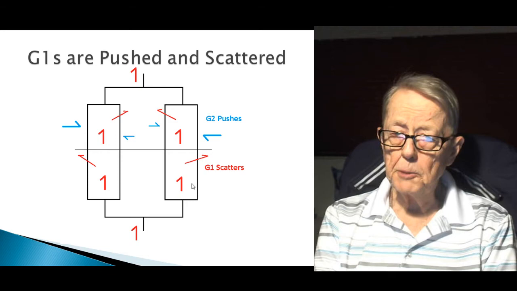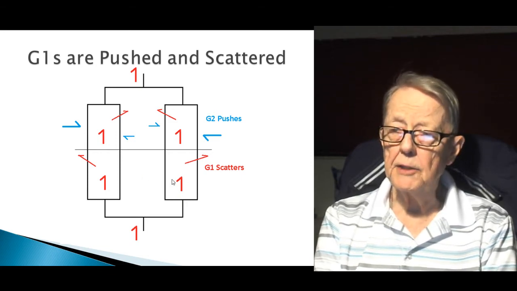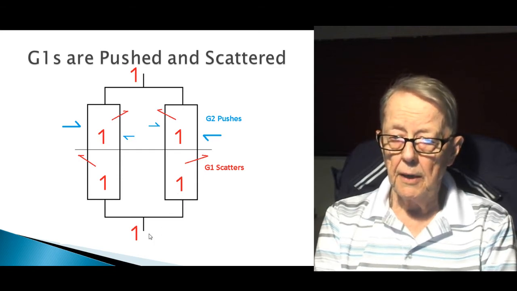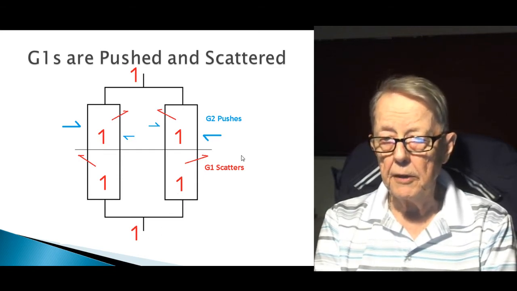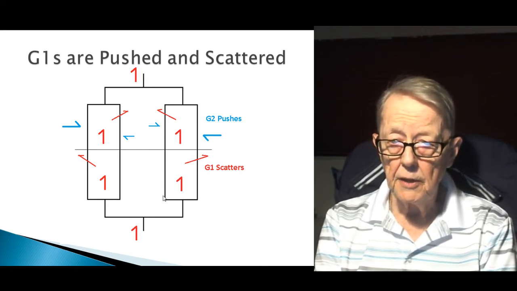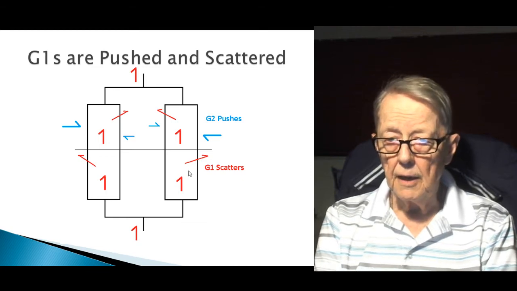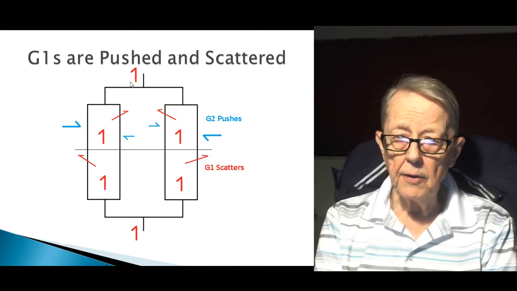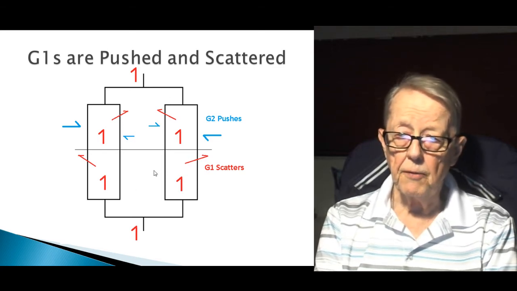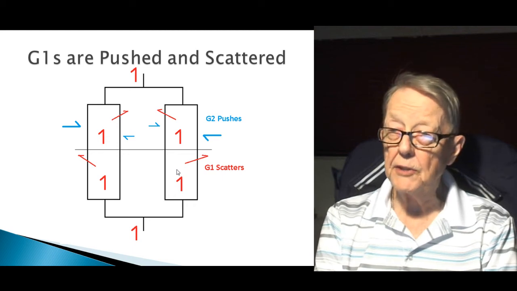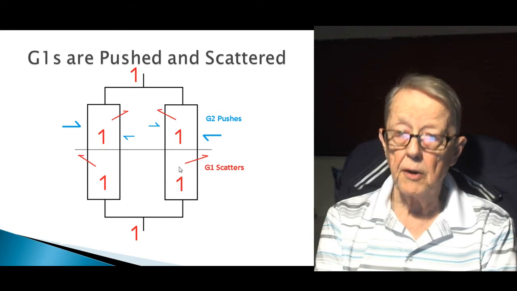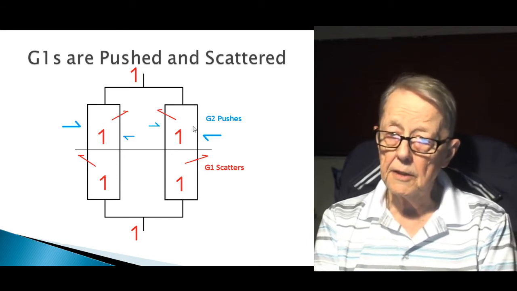So the first part is the scattering. That's a simple one I used in the previous one when they weren't parallel. You scatter so many, you lose so many, that's it. If I only had this one resistor, 1,000 in, 8 get scattered out, and I have 992 out. That's a simple, straightforward effect of the G1s flowing through, and scattering is the way it gets the voltage drop.